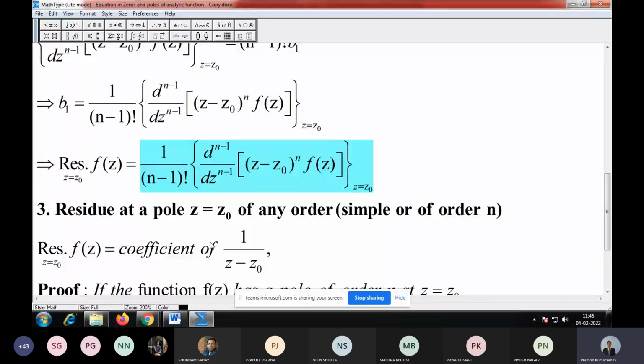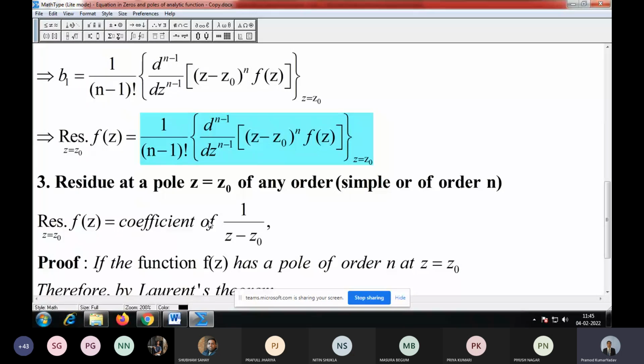Now next is the residue at a pole z equal to z0 of any order, simple or of order n. I have already told you that it is the coefficient of 1 upon (z minus z0), because from the beginning, residue b1 was the coefficient of 1 upon (z minus z0). So you may go with these methods, or if you expand the function, whatever the coefficient of 1 upon (z minus z0) comes out to be will be the residue of the function f(z) at z equal to z0.